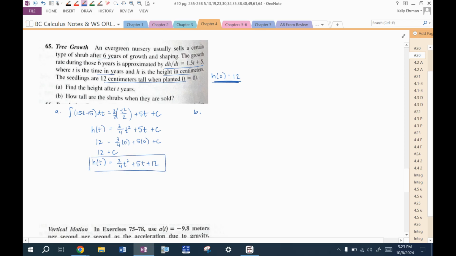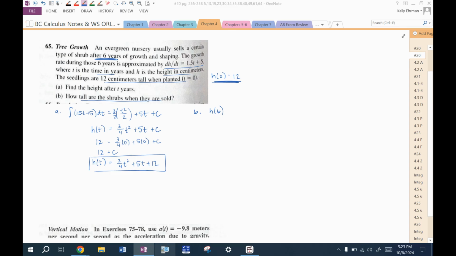And then part B says, how tall are the shrubs when they're sold? So using the height function, because we're trying to find how tall, it says in the beginning of the problem, the shrub is sold after 6 years, and t is measured in years. So this is just asking me to find H of 6.